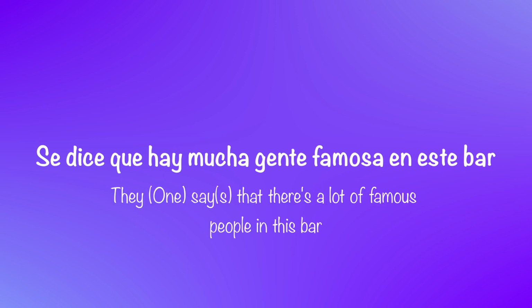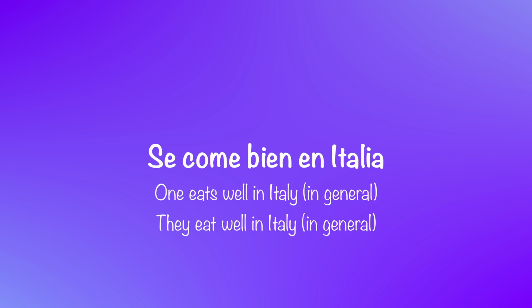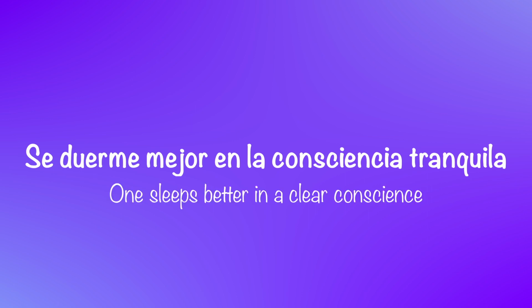Se dice que hay mucha gente famosa en este bar. One says, or they say that there's a lot of famous people in this bar. Se lee libros en la biblioteca. Or you can say one reads in a library. In general, right? That's what we come to the library for. You come there to read. Se come bien en Italia. One eats well in Italy. In general, in Italy, one eats well. Se duerme mejor en la conciencia tranquila. One sleeps better with a clear conscience.